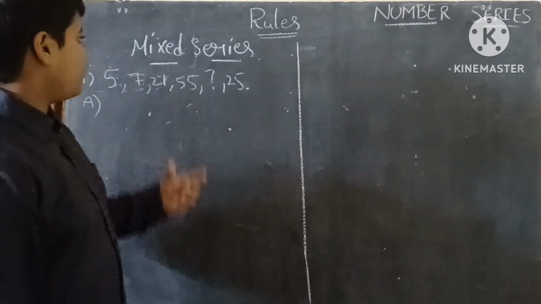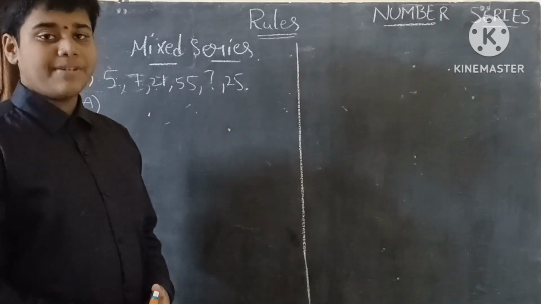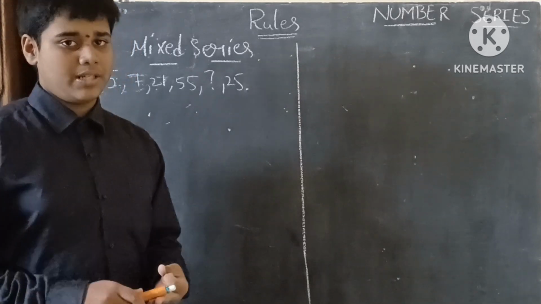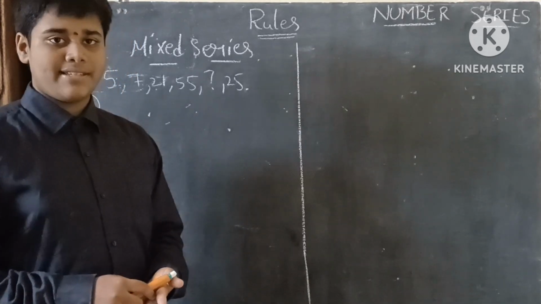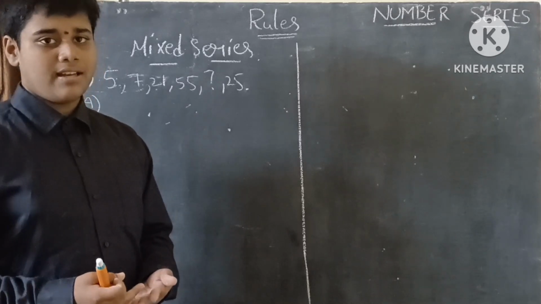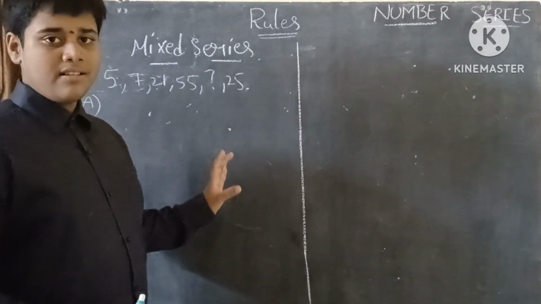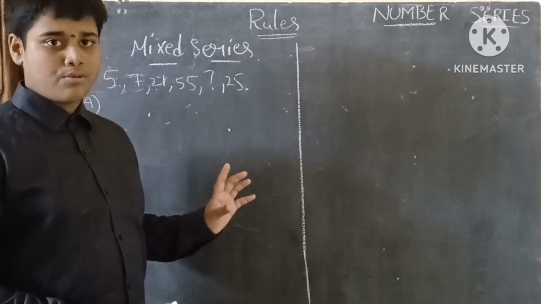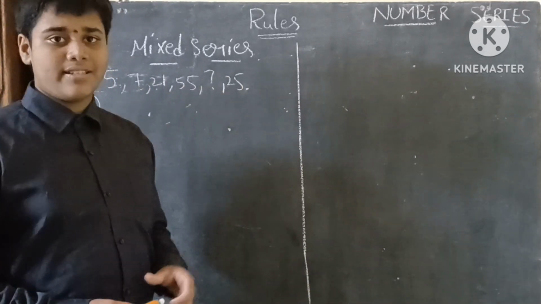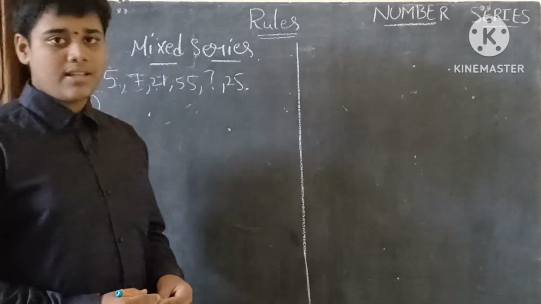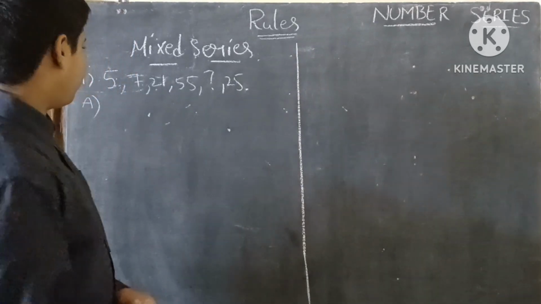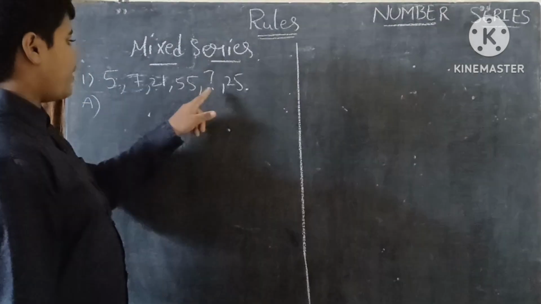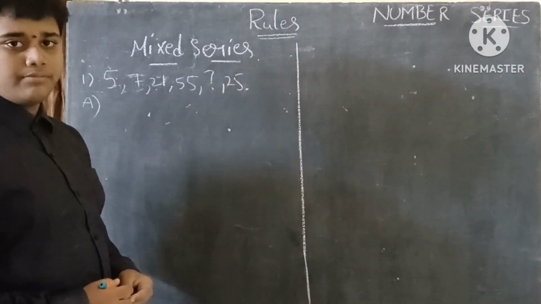And the next series, mixed series. Here mixed series means all types of series will come: addition, subtraction, multiplication, division, Fibonacci series, cube, squares, etc. All these operations or rules they will give in a single series. So we have to find the logic and we have to do. Okay. So if you see here, 5, 7, 21, 55, question mark, 25.